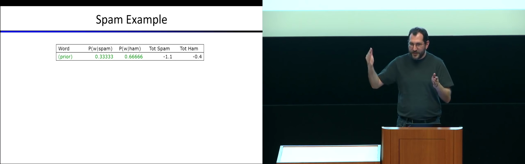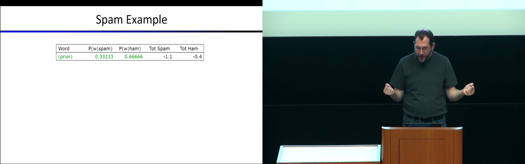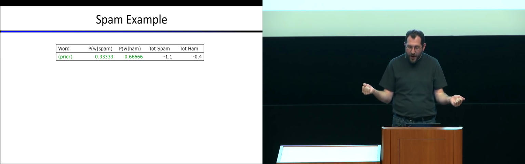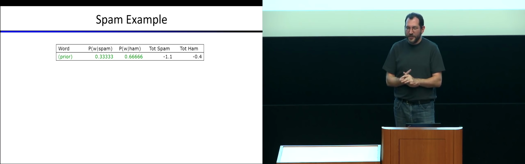Right now, no words have come in, which means we only have one term in our product, which is the prior probability of each class. So right now, our running total would be 0.33 for spam and 0.66 for ham, which means if you ask me now, I would say that's ham. And if you ask me how confident I was, I would say I predict 2/3 chance of ham.